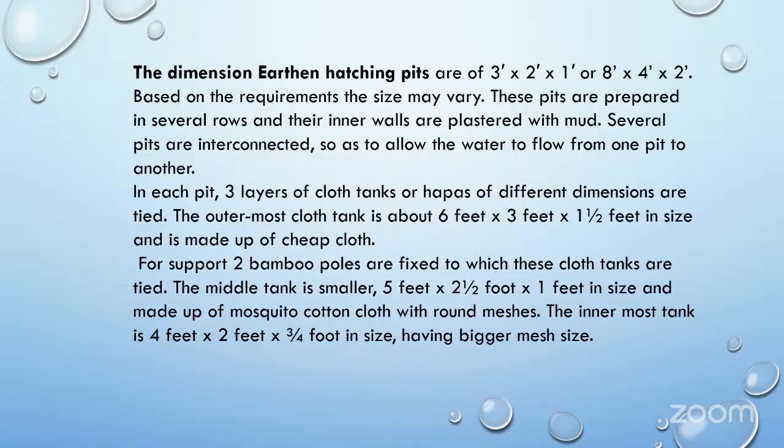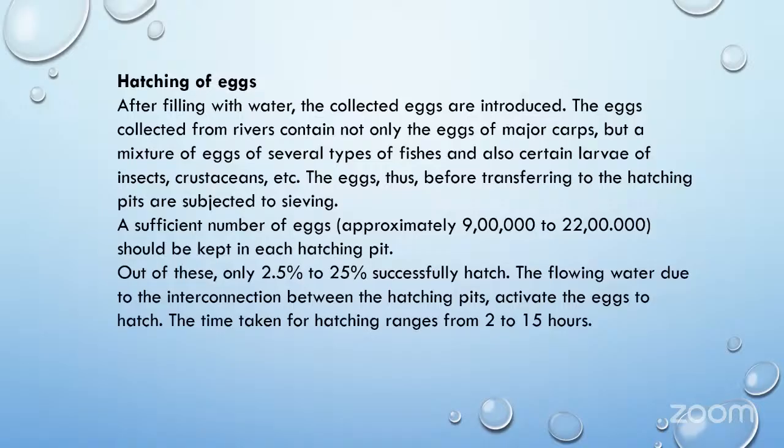In each pit, 3 layers of cloth tanks or hapas of different dimensions are tied. The outermost cloth tank is about 6 feet into 3 feet into 1.5 feet in size and is made up of cheap cloth. For support, 2 bamboo poles are fixed to which these cloth tanks are tied. The middle tank is smaller, 5 into 2.5 into 1 feet in size and made up of mosquito cotton cloth with round meshes. The innermost tank is 4 into 2 into 3/4 foot in size, having bigger mesh size.